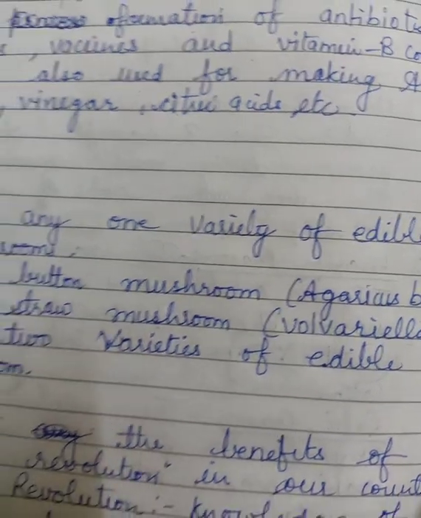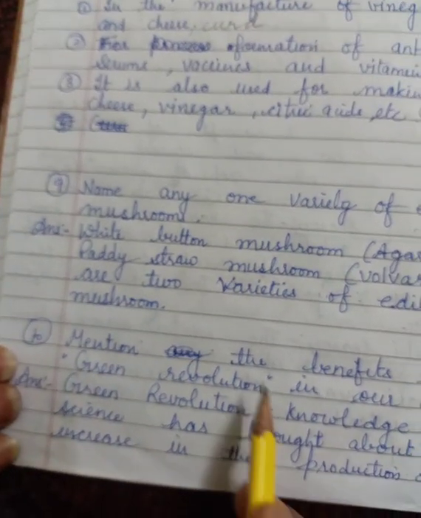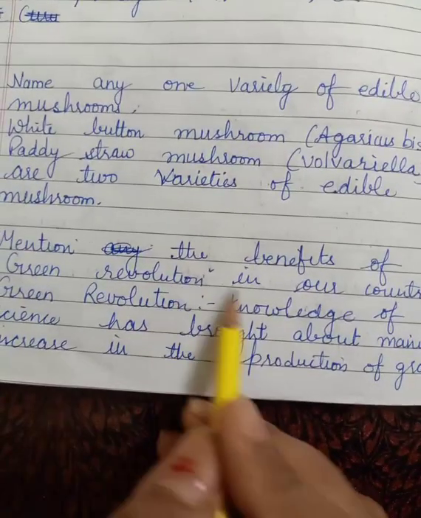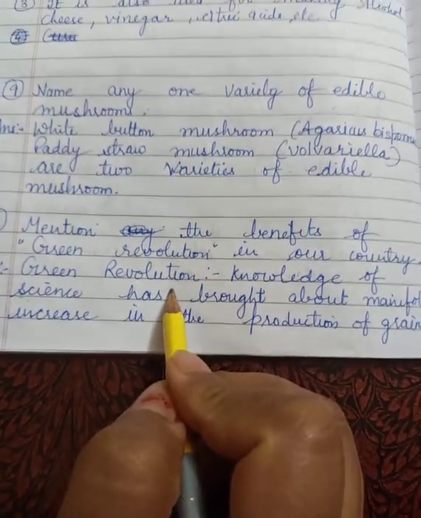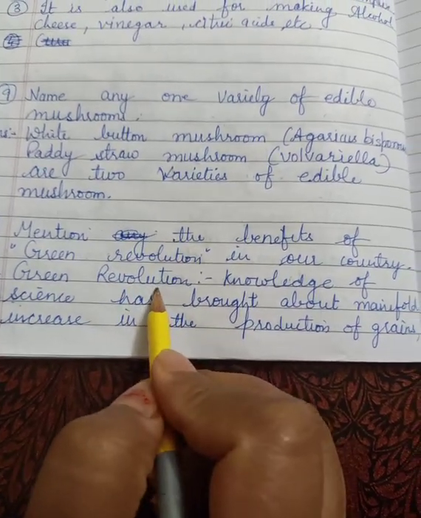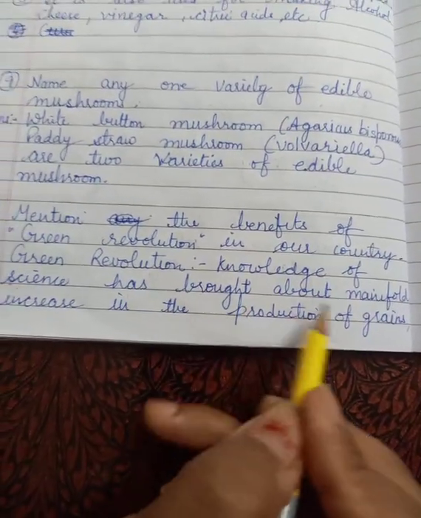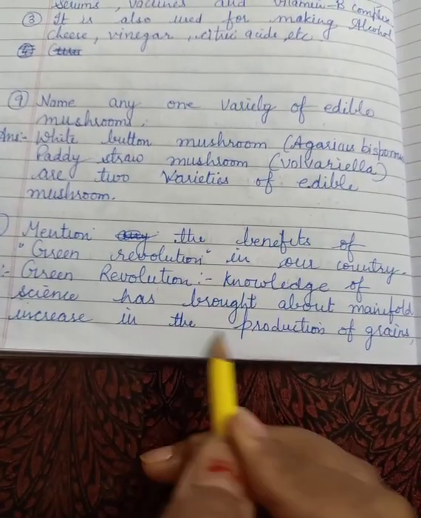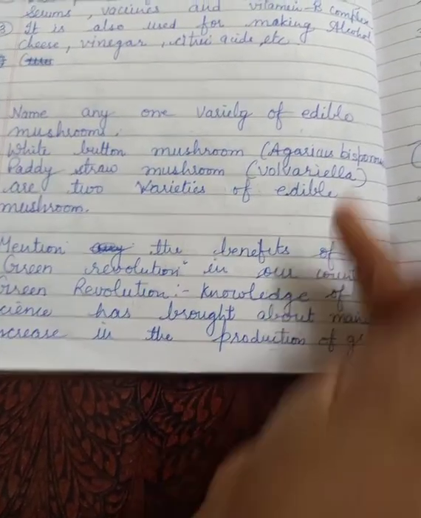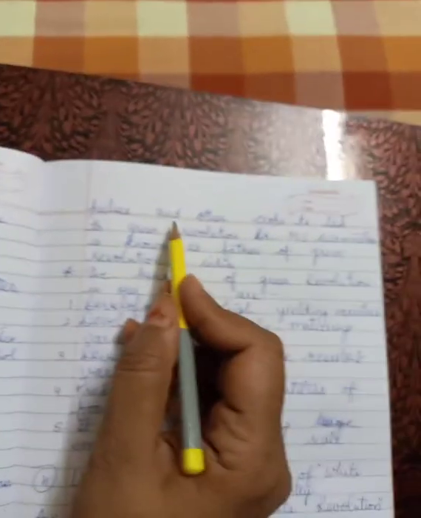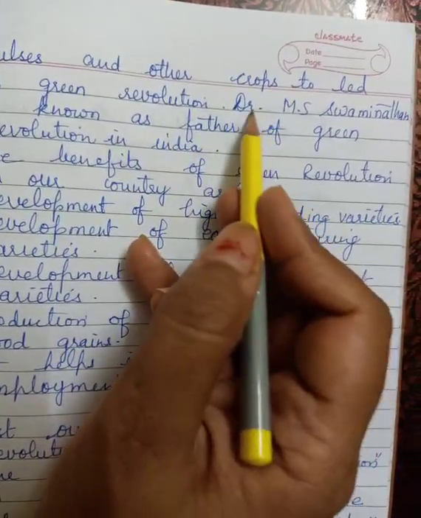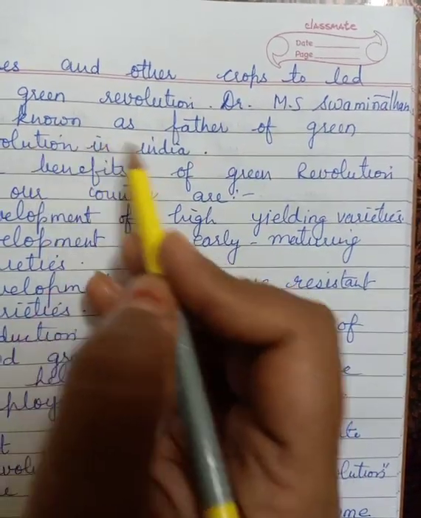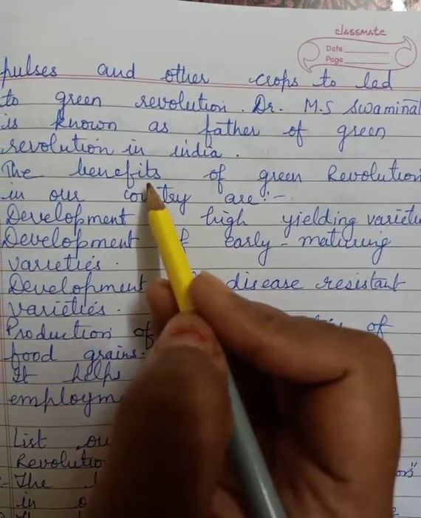Now, question number 10. Mention the benefits of the green revolution in our country. First we have to give some definition of the green revolution. The knowledge of science has brought about a many-fold increase in the production of grains, pulses and other crops, leading to the green revolution. Dr. M.S. Swaminathan is known as the father of the green revolution in India.